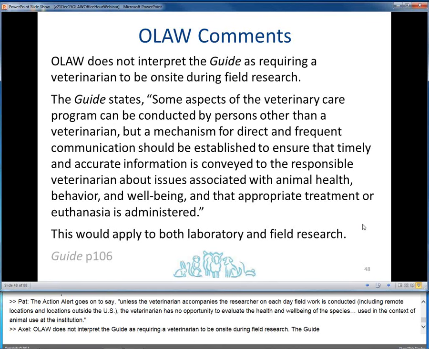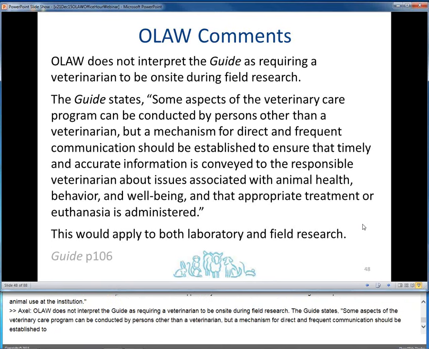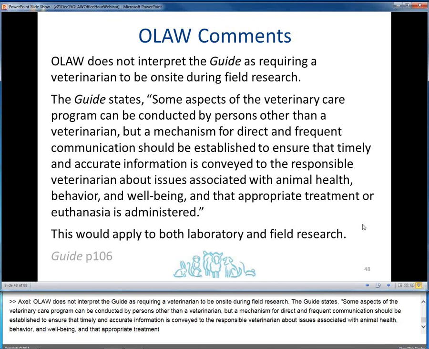The Guide states, some aspects of the veterinary care program can be conducted by persons other than a veterinarian, but a mechanism for direct and frequent communication should be established to ensure that timely and accurate information is conveyed to the responsible veterinarian about issues associated with animal health, behavior, and well-being, and that appropriate treatment or euthanasia is administered. This would apply to both laboratory and field research.